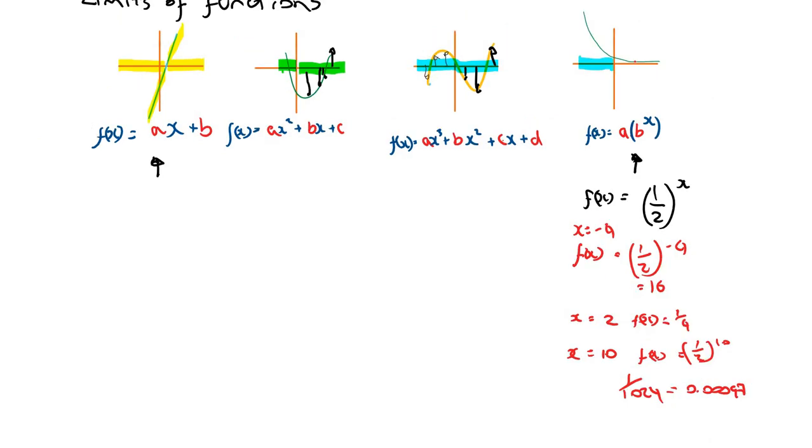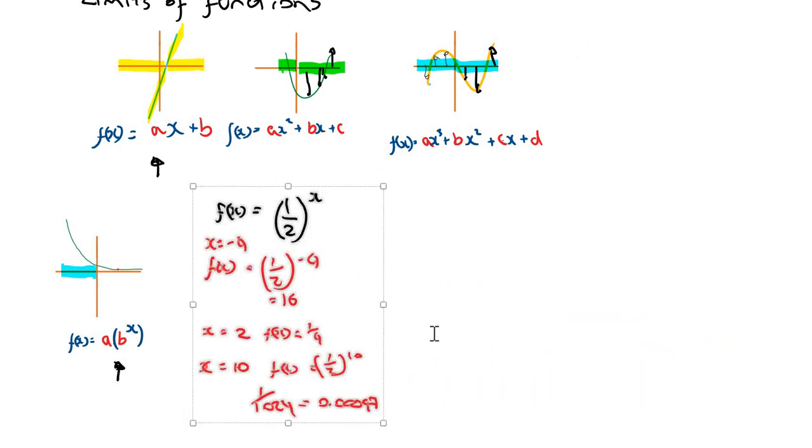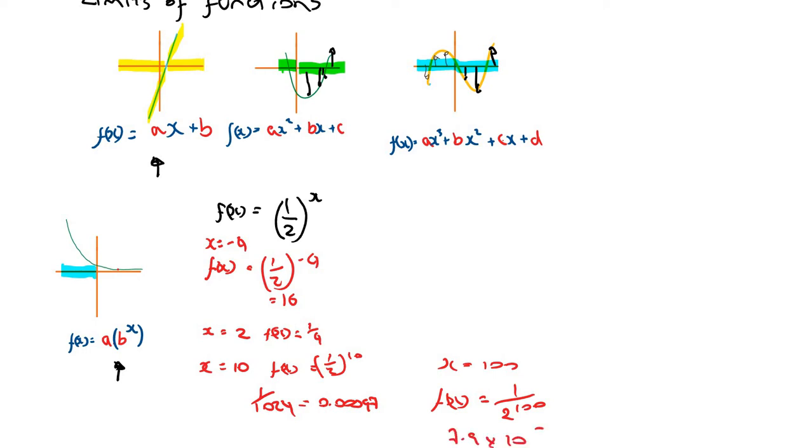So just for space here, I'm going to move things around. I'm going to bring this over here. Bring that there. We knew that was when x was 10, so let's have a look and see what happens when x is even bigger. Let's say x is 100 this time. So when x is 100, f of x becomes 1 over 2 to the power of 100. Which actually becomes something like 7.9 times 10 to the minus 31. Okay, so an incredibly small number as x is getting bigger.